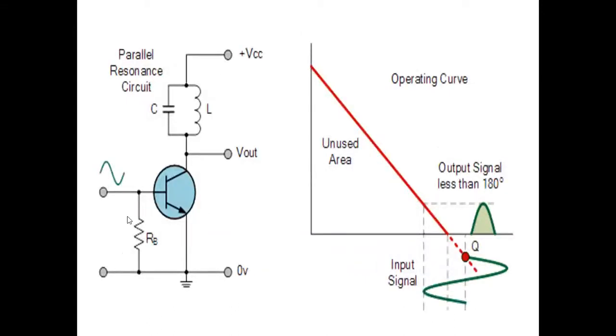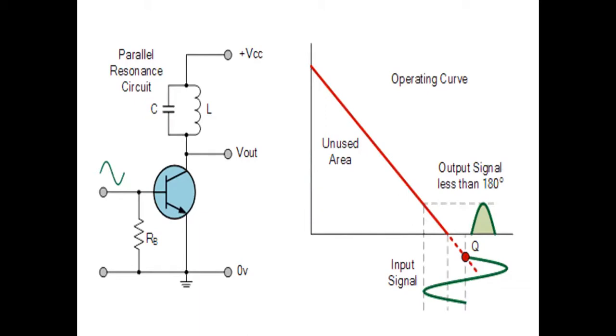So this is the circuit of a class C power amplifier. In a class C power amplifier, we are using a resonance circuit, that is, a parallel resonance LC circuit in the collector terminal. Here, if you observe the figure, this is the operating point position. The operating point is below the cut-in region, in the cut-off region.